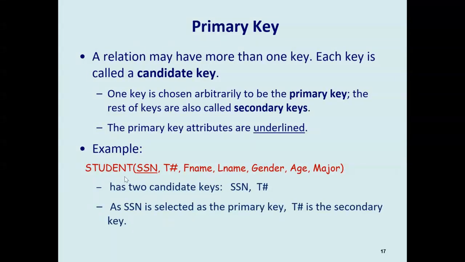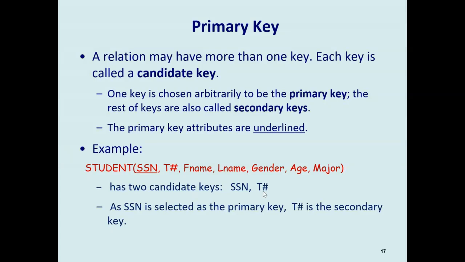Assume that we have a student table. It has SSN, T number, F name, L name, gender, age, and major. So this student relation has 2 candidate keys, SSN and T number. Each one of them is unique and can be used to uniquely identify a student. Do you understand? If we know the SSN, then we know that SSN can be assigned to only one person, so we know who that person is. Given the T number, we also know that a T number can be assigned to only one student, so we'll be able to trace which student is assigned to that T number.